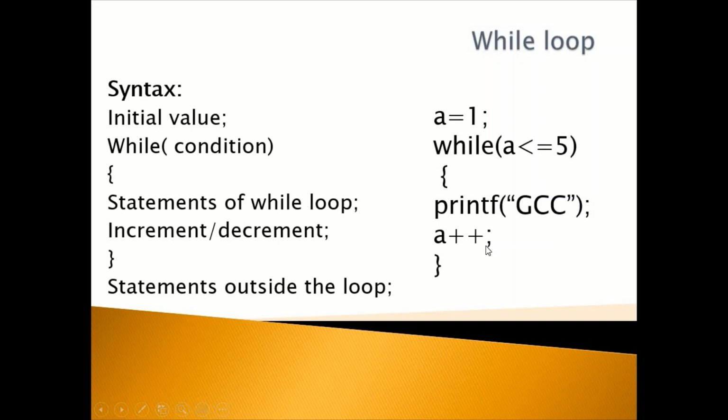Once A becomes 6, when it checks this condition, it becomes false. That is, 6 is neither less than 5 nor equal to 5. So the condition becomes false. It stops executing this block of statements.